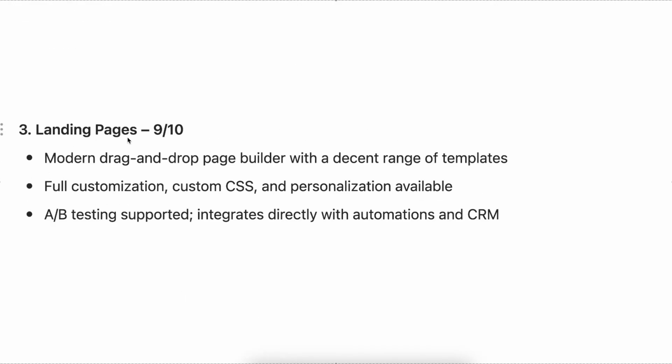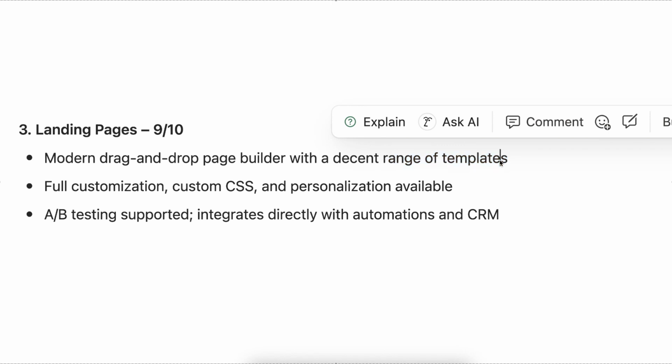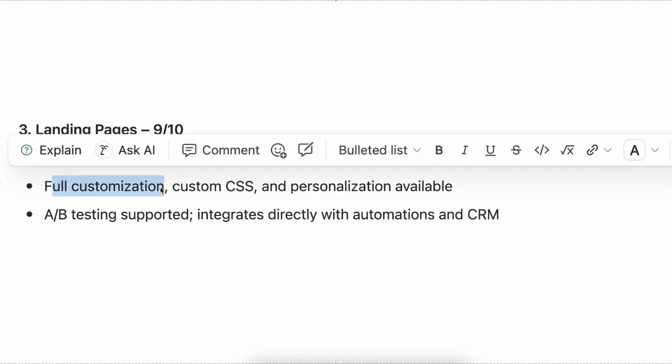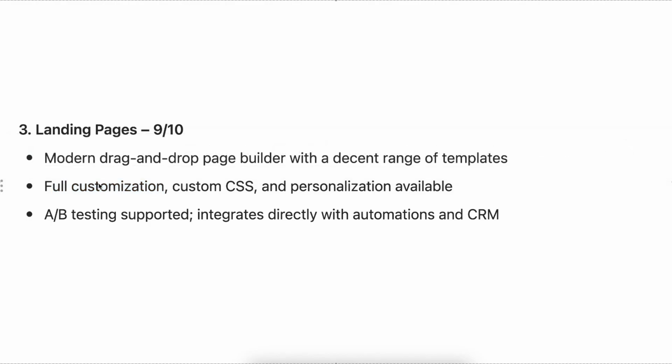When it comes to landing pages, they have a very good drag and drop builder, a good range of templates, and the templates actually look really beautiful. I really like ActiveCampaign templates. The really strong part, I would say, is that they have full customization. So you can customize the landing pages here more than any other email marketing software. Full custom CSS. You have, of course, the A/B testing, and it integrates directly with a bunch of different stuff. So it is actually, I would say, maybe even comparable to some standalone website builders. So it's a 9 out of 10.